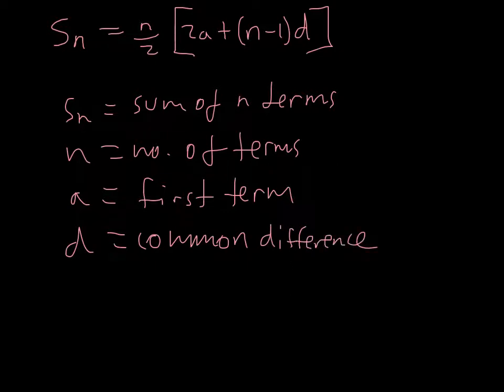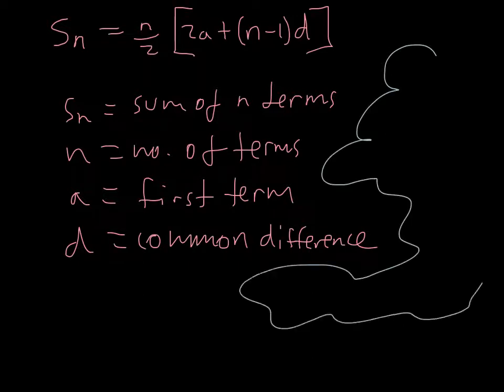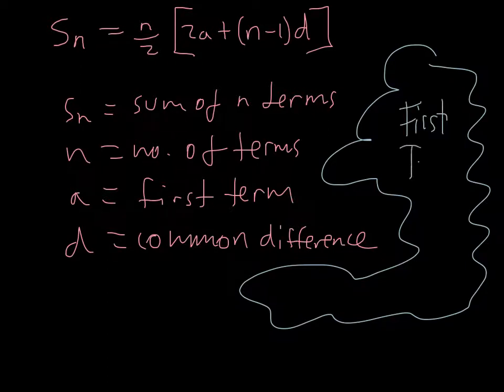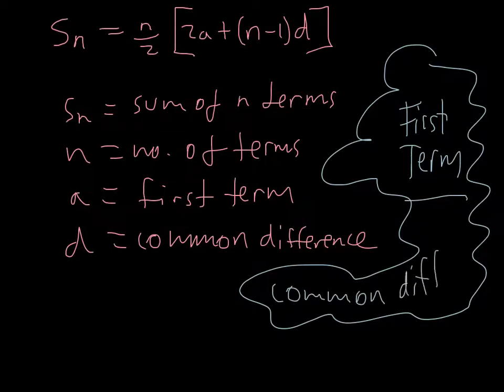So the thing to note about this one is we must know a, the first term, and the common difference. If we know the first term and the common difference, we can use this equation to find the sum of however many terms. Alright, so let's do a question.